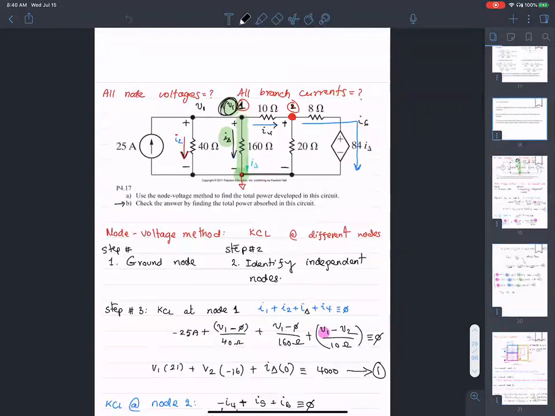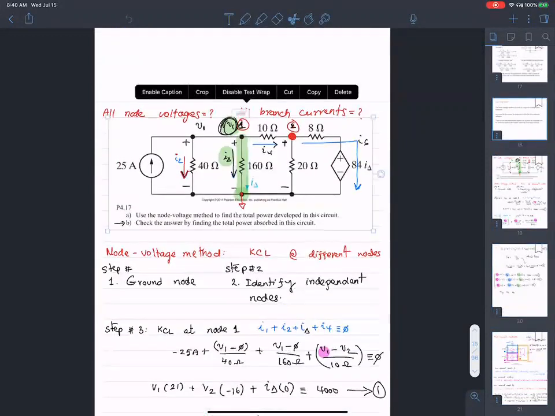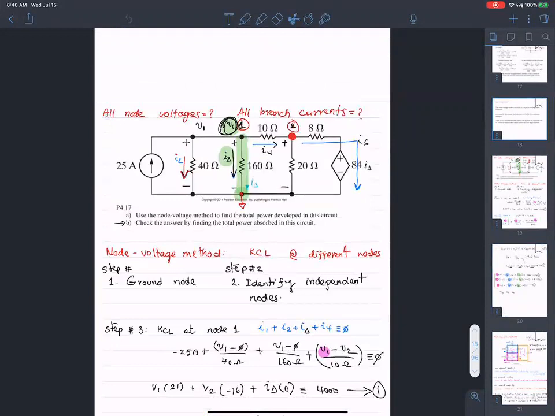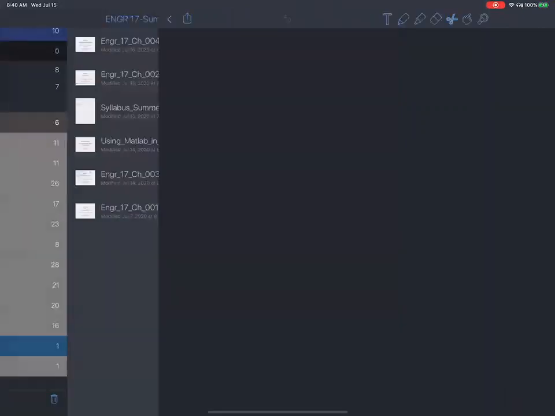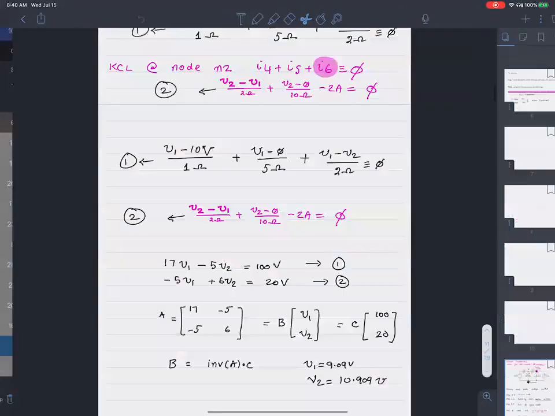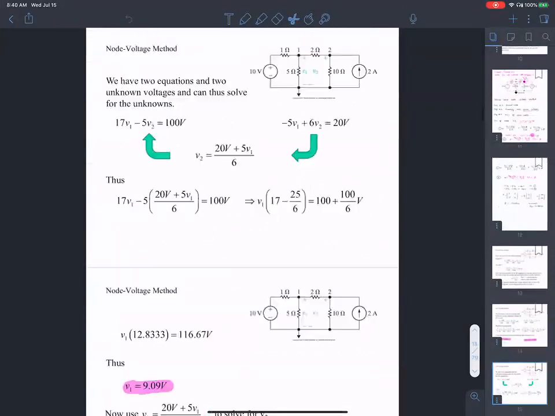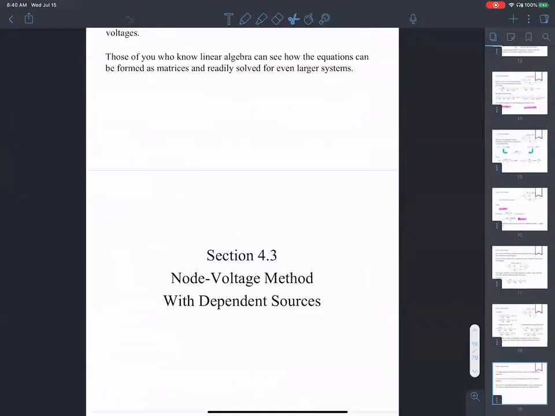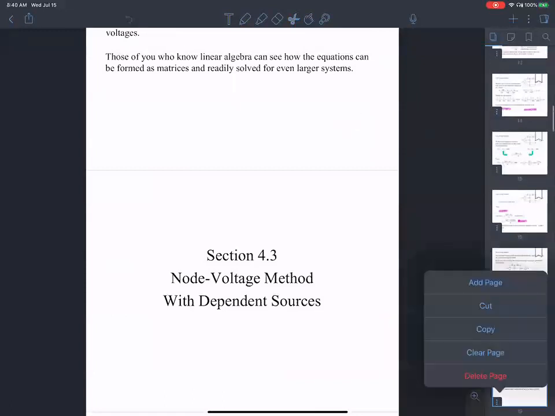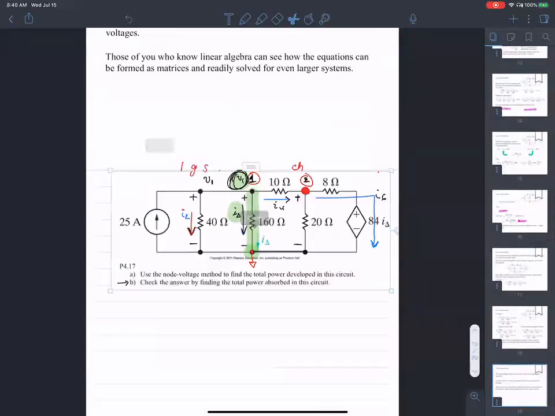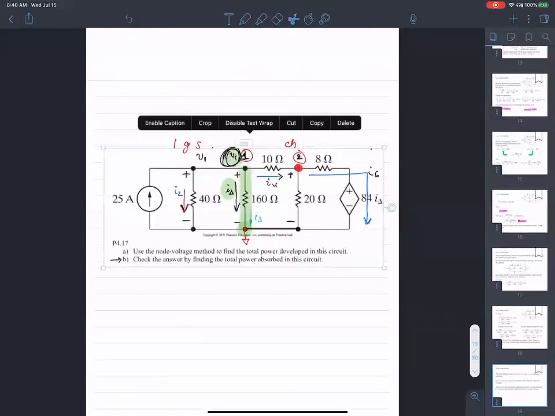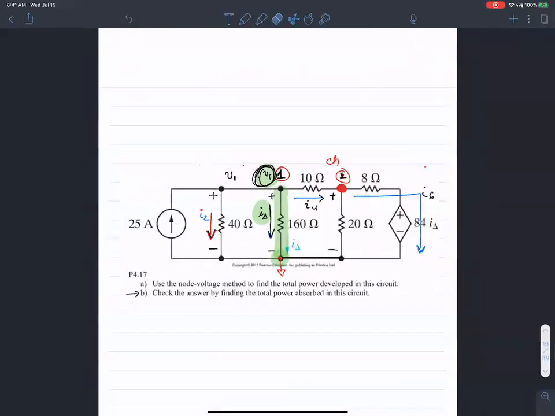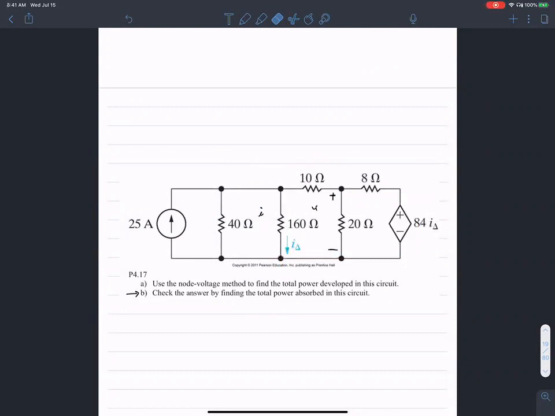I'll have you work on a problem. Let's see if we can go back and assign the problem, just before mesh current begins right here. I'm going to add a page over there and clean this up. It's very similar to the problem that we discussed so far.